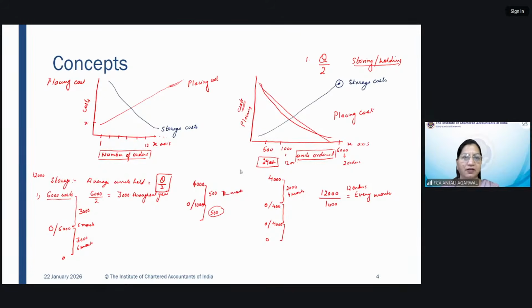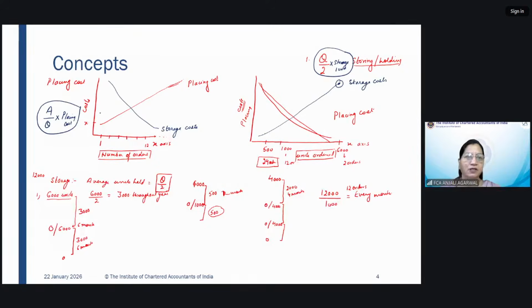So for placing cost, our formula becomes: annual usage, and this is the quantity we have ordered. So 12,000 upon 6,000, two orders, multiplied by placing cost P, or ordering cost. So this becomes your total placing cost. And for storage, Q by 2, where Q is the quantity you ordered. On average, you held Q by 2 units, multiplied by the cost of storing 1 unit for 1 year. This becomes the total storage cost.